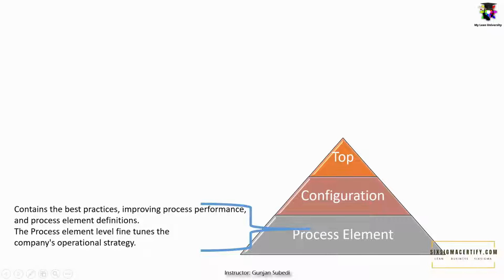The process element level contains best practices, improving process performance, and process element definition. The process element level fine-tunes the company's operational strategy.